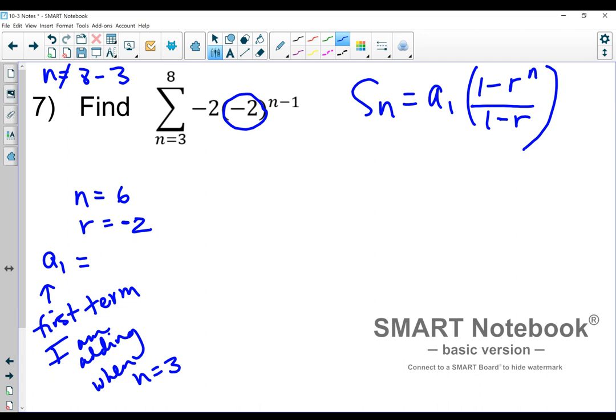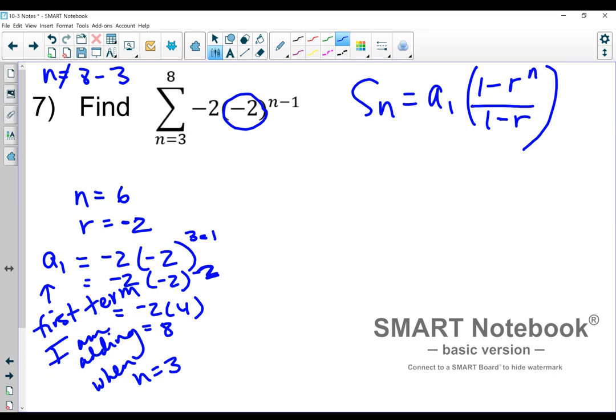So the first term I'm adding will be -2 times -2 to the n is 3, 3 minus 1. Oh, 3 minus 1 is a +2. -2 squared would be a +4. -2 times 4 would be an 8. So my first term that I'm adding starts when n equals 3, and it ends up being 8.